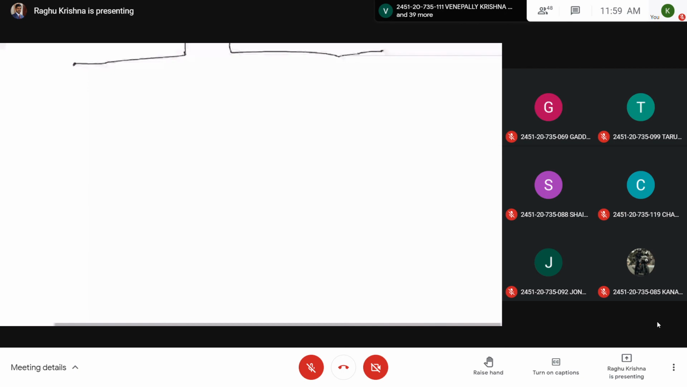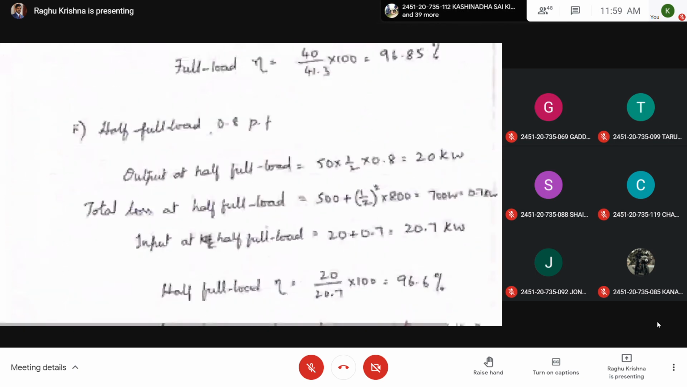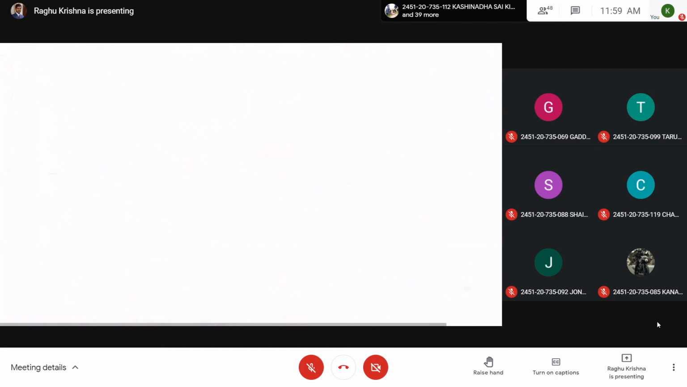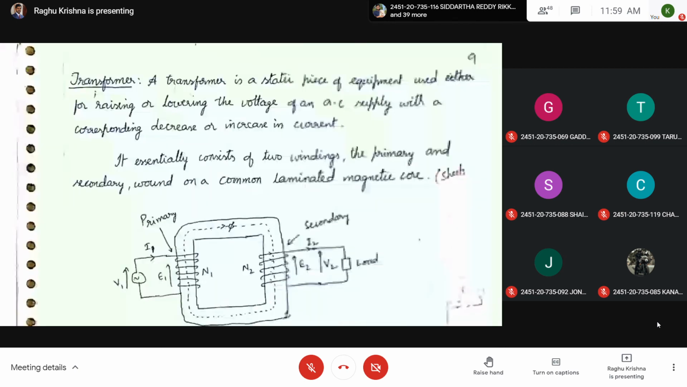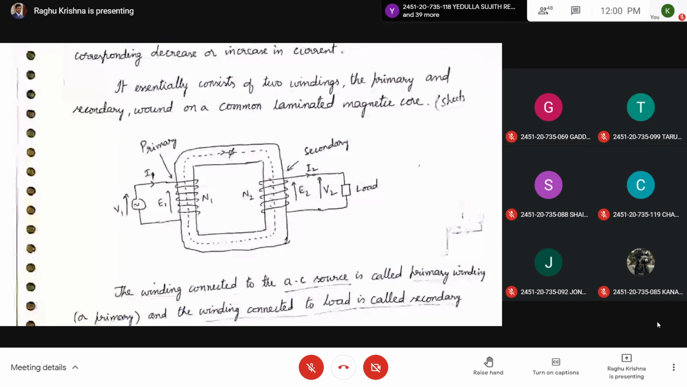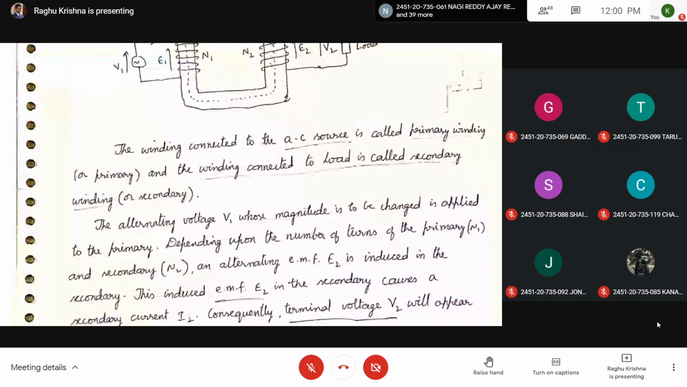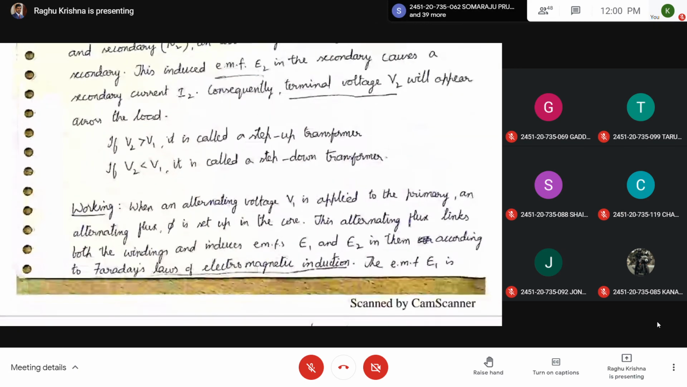See here, I will show the topics. What are the topics we have to read from the start? Here, in unit 3, you study the definition of transformer. This is the schematic diagram that you have to study. What is primary? What is secondary? What is a step up transformer? What is a step down transformer? Working you study.